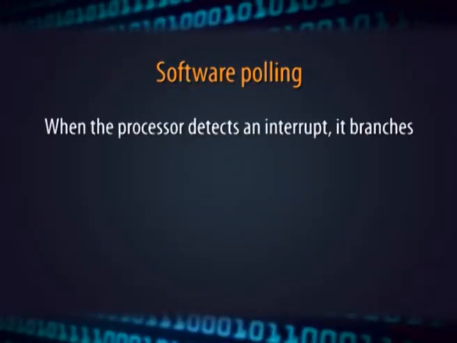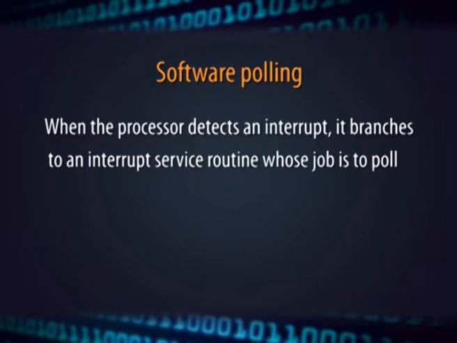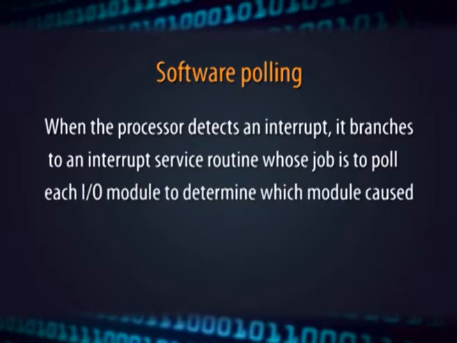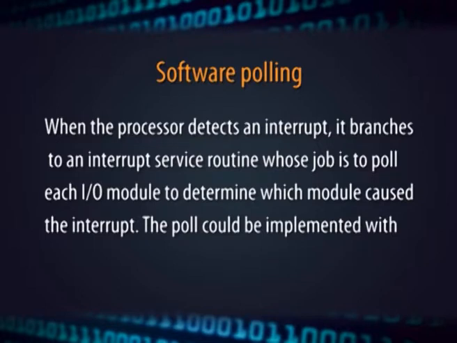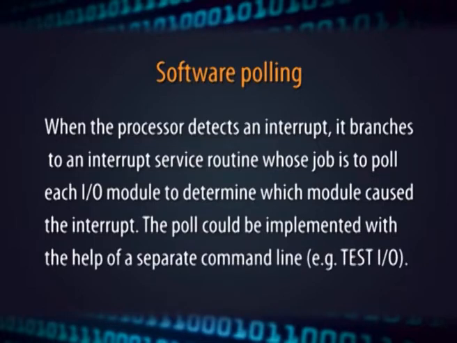The next design technique is software polling. When the processor detects an interrupt, it branches to an interrupt service routine whose job is to poll each I/O module to determine which module caused the interrupt. The poll could be implemented with the help of a separate command line, that is, test I/O. In this case, the processor raises the test I/O and places the address of the particular I/O module on the address lines. The I/O module responds positively if that module has raised the interrupt.